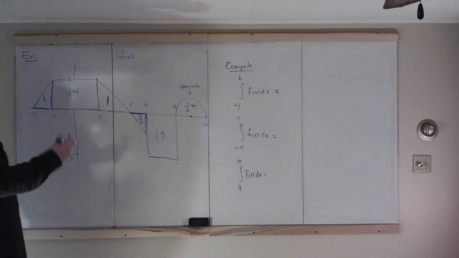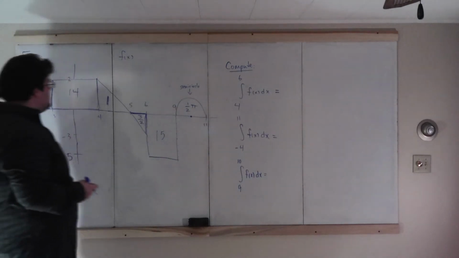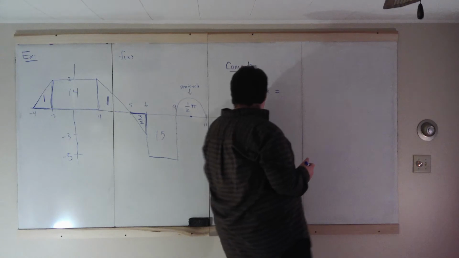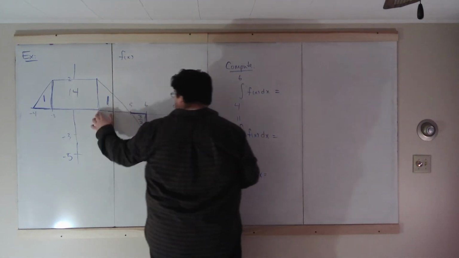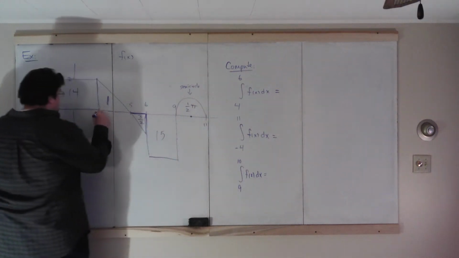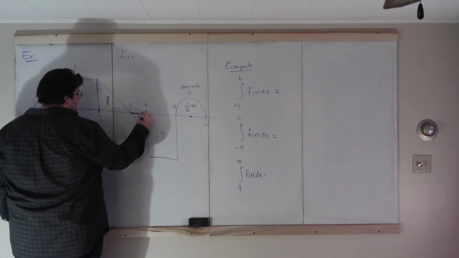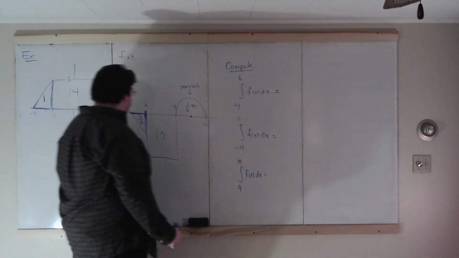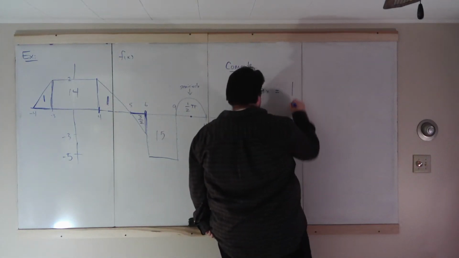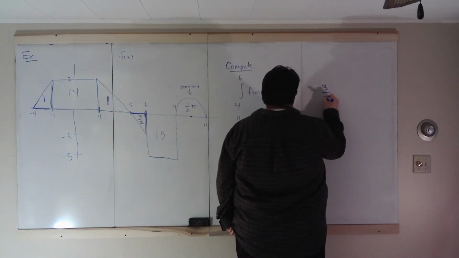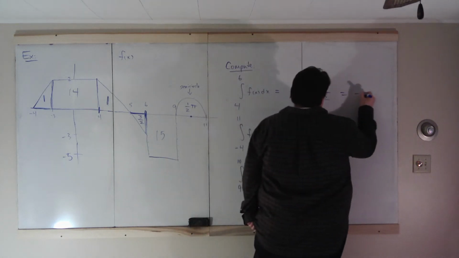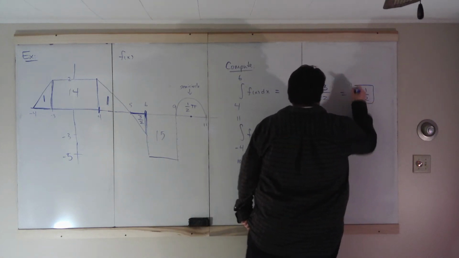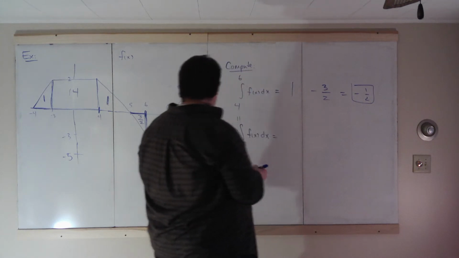And now we can find these integrals just by putting the appropriate areas together. 4 to 6. So 4 to 6 is this piece, starting at 4, ending at 6. What's above the x-axis is 1. What's below the x-axis is 3 halves. So we have 1 minus 3 halves, which gives us negative 1 half.